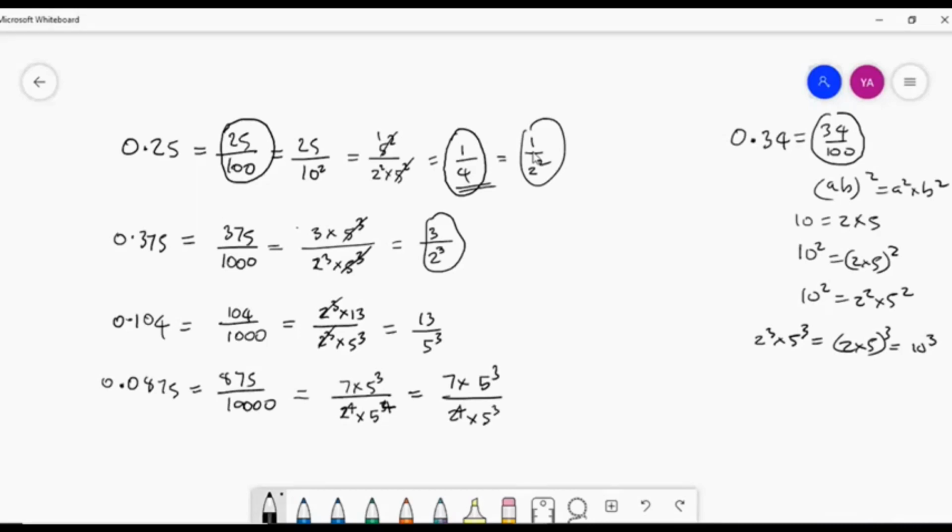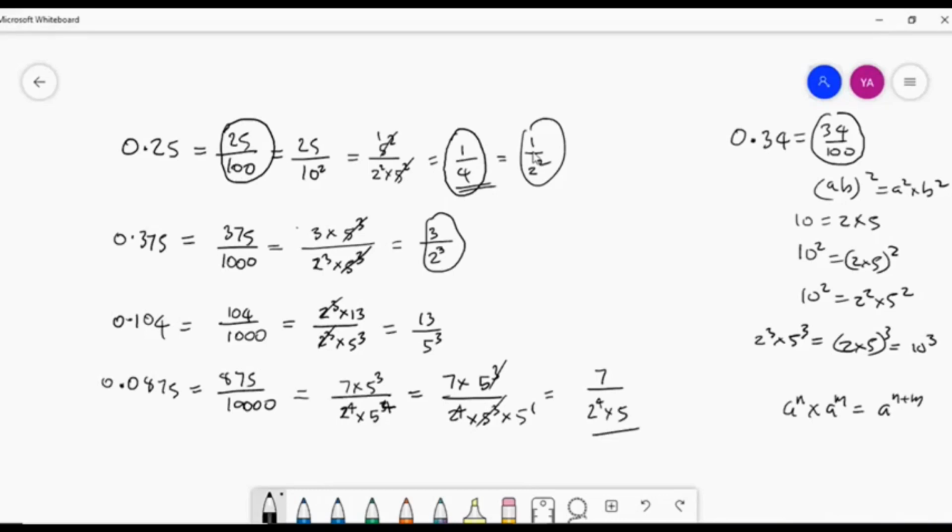You can also write 5 raised to 4 as 5 raised to 3 into 5 raised to 1. Why? There's a rule: a raised to n into a raised to m is equal to a raised to n plus m. Why do we write like this? Because we want to cancel 5 cube. So we cancel 5 cube and we get 7 by 2 raised to 4 into 5.